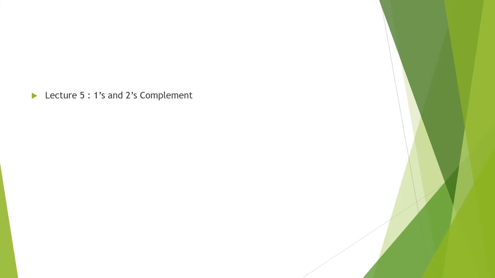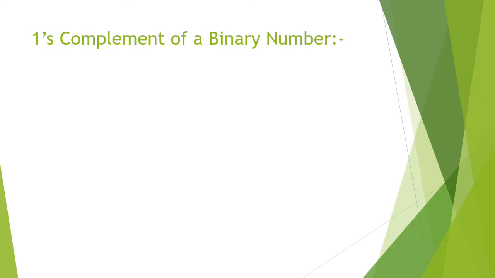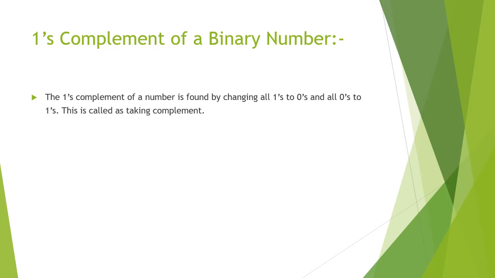So let us start with the ones and twos complement of the given binary number. How can we find the ones complement of a binary number? We have to follow a simple procedure. We have to just replace every 1 of the given binary number with 0, and every 0 we have to replace with 1. So let us take one example for understanding this concept.